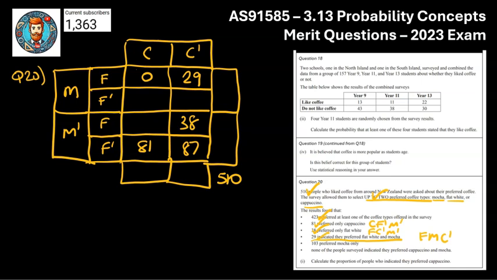And then 103 preferred mocha only. So mocha only. So that means that was M F dash C dash. So let's find that M F dash C dash. So that's this 103 over here for the mocha. So I've used that number there.